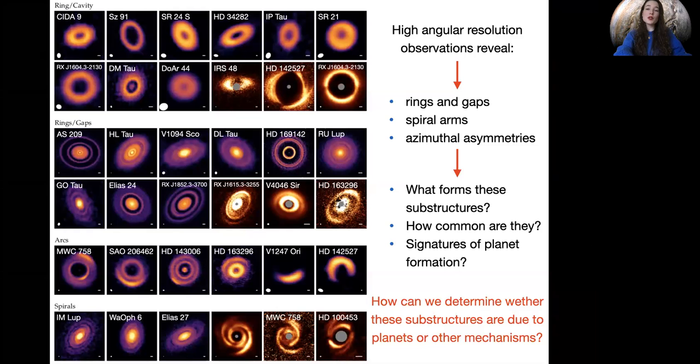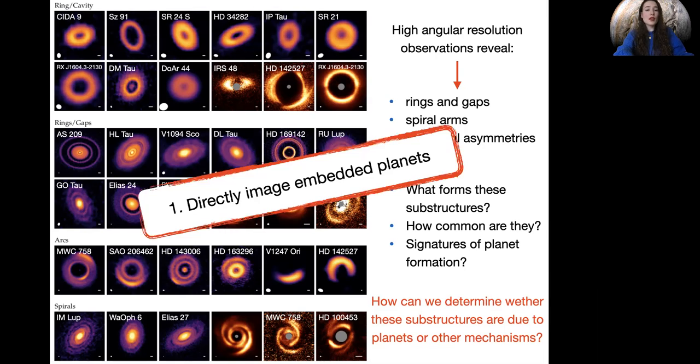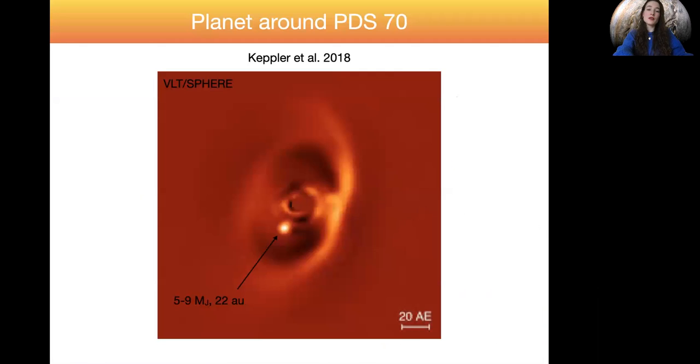Now, in the past few years, high angular resolution observations have shown that protoplanetary disks appear in a variety of shapes, showing rings, gaps, spiral arms, and azimuthal asymmetries. This has given rise to the questions of what these substructures are, how common they are, and if there might be signatures of planet formation. So now the big question is, how can we determine whether these substructures are indeed due to planets or other mechanisms? One thing we can do is directly image embedded planets, like it was done for the PDS-70 system.